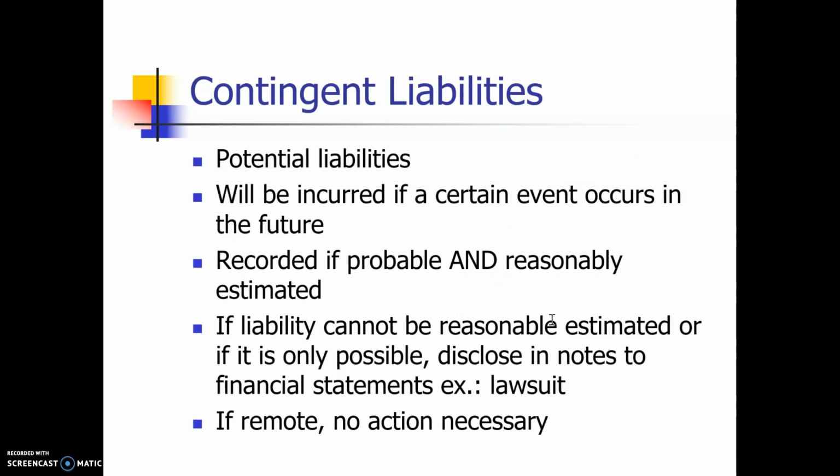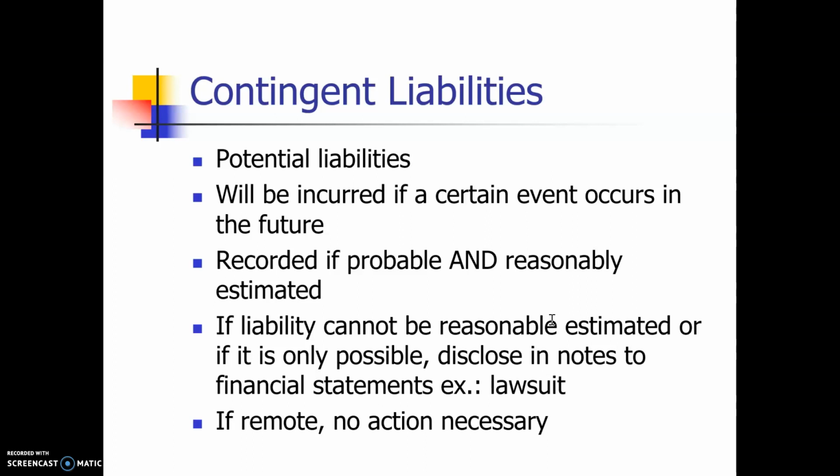The last estimated liability we want to talk about is contingent liabilities. A contingent liability is a potential liability. It will be incurred if a certain event occurs in the future. So you really could consider warranty work a contingent liability, right? You will have the liability if the product breaks, right? Another common one would be a lawsuit. We will owe money if we lose the lawsuit.